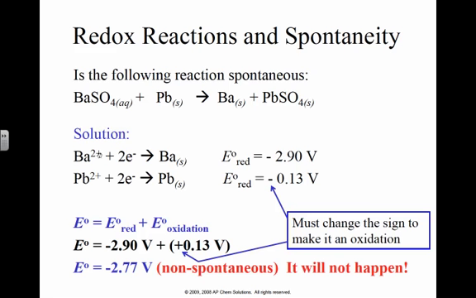So I'm going to take my reduction, barium, minus my oxidation, lead, which is going to be negative 2.9 minus negative 0.73. Of course, I have to switch the signs there if I subtract a negative. And you get an answer of negative 2.77. Because it's a negative answer, it's non-spontaneous. This reaction does not take place.